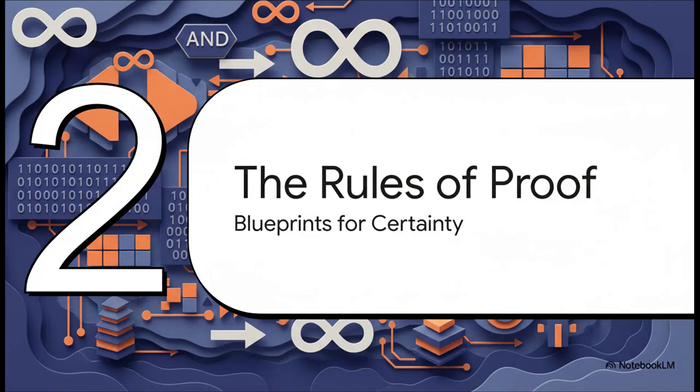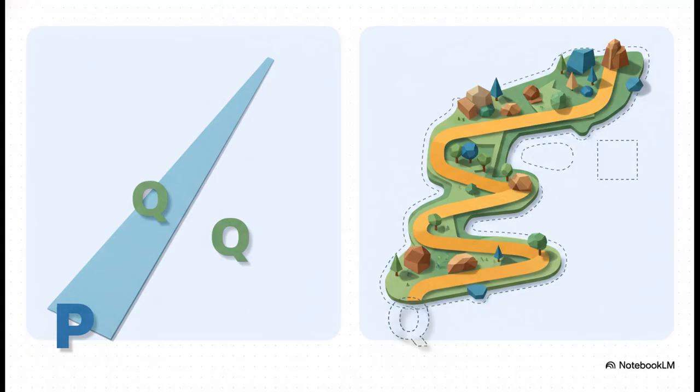So, we've got our alphabet. Now we need the blueprints. How do we put these logical statements together to build an argument that is completely unshakable? Well, that's where the rules of proof come in. There are two main strategies here. The direct proof is what you'd expect. You start with P, and you just march forward with logic until you get to Q. Simple. But sometimes that's really hard to do.